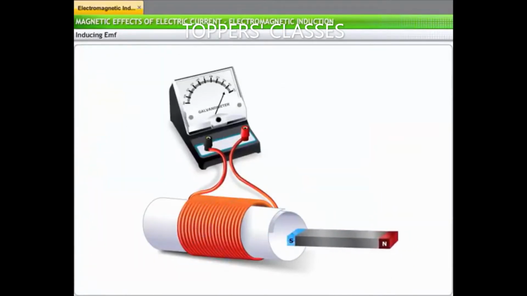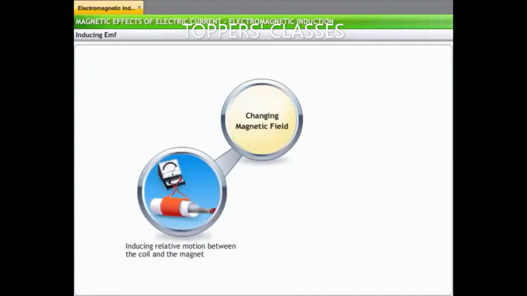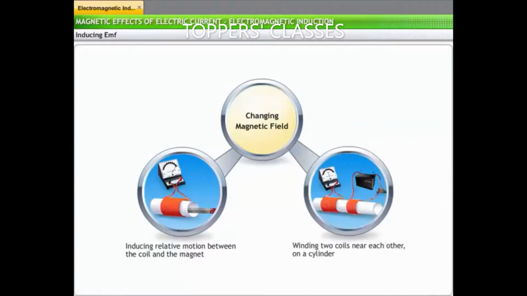In Faraday's experiment, you observed that a relative change in a magnetic field induces EMF in a conductor. The magnetic field can be changed in two ways: by relative motion between the coil and the magnet, as you saw in Faraday's experiment, or by winding two coils on the cylinder near each other, as shown.